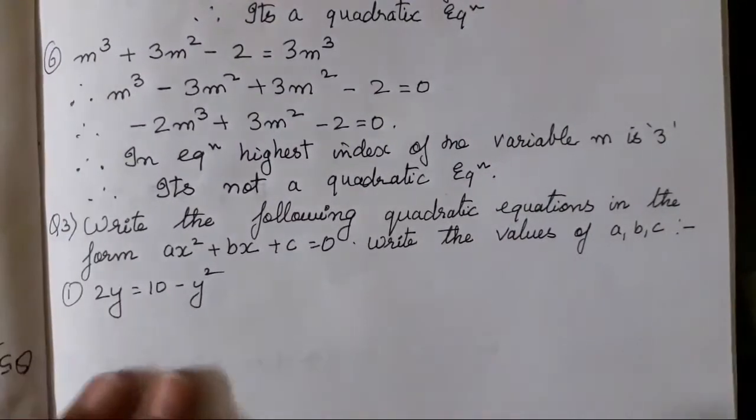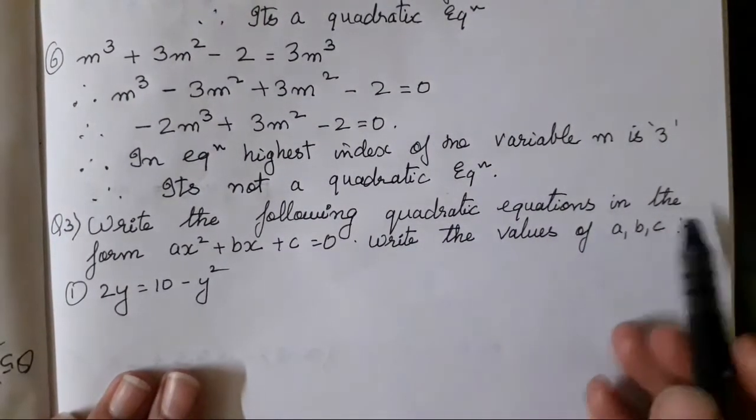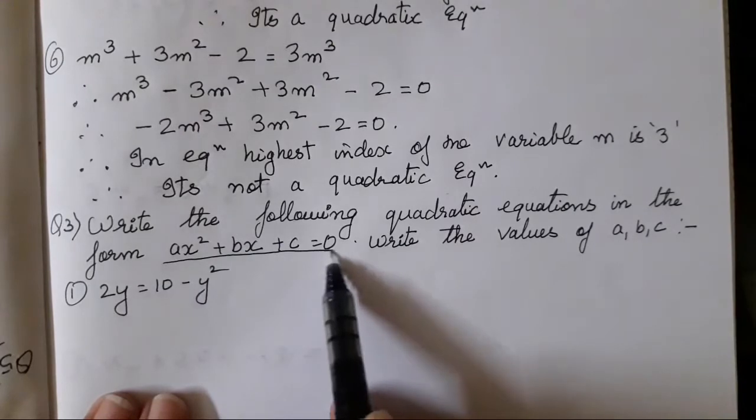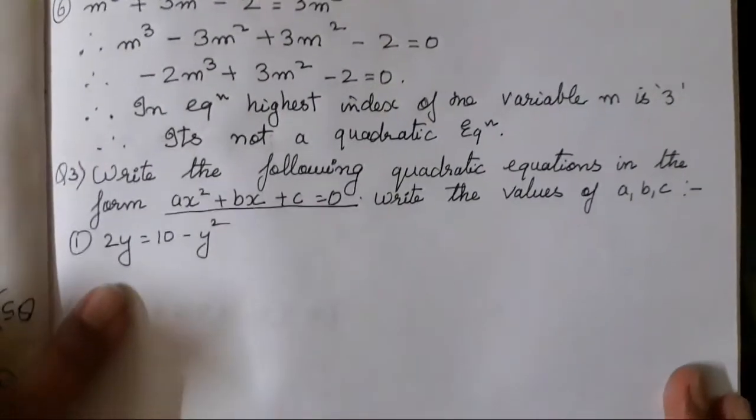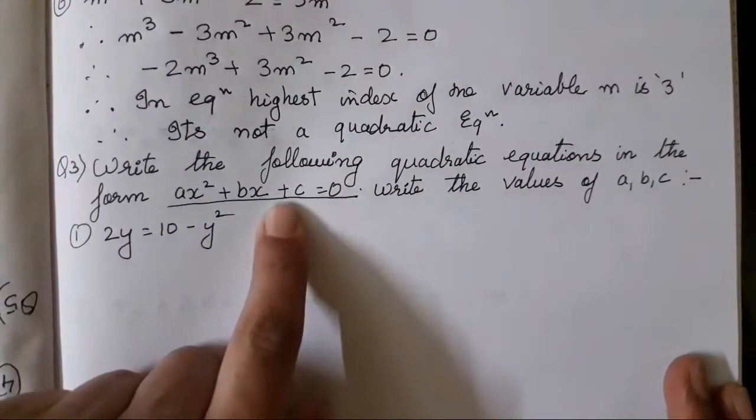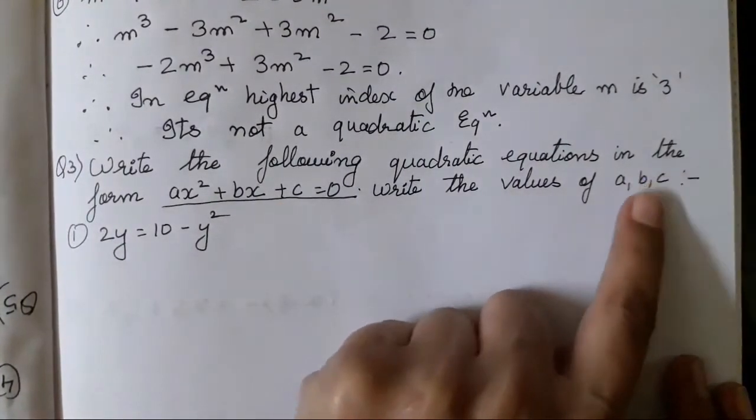Now, let's move to question number 3. Write the following quadratic equation in the form. See, this form I had explained to you just now. Write the values of a, b and c. Okay, so this is the question that they have given. We have to write it in this form and then find the values of a, b and c.